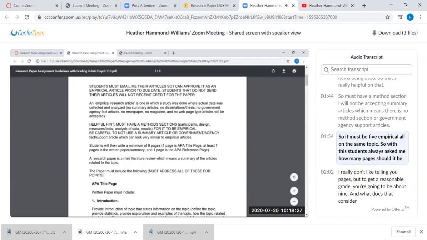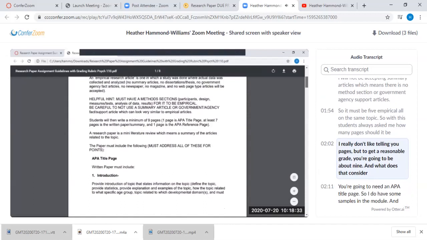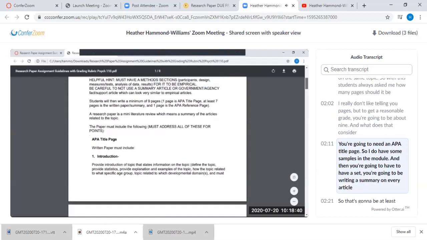With this, students always ask me, how many pages should it be? I really don't like telling you pages, but to get a reasonable grade, you're going to be about 9. And what does that include? You're going to need an APA title page. I do have some samples in the module.